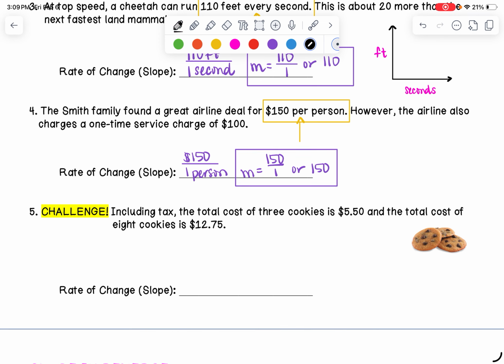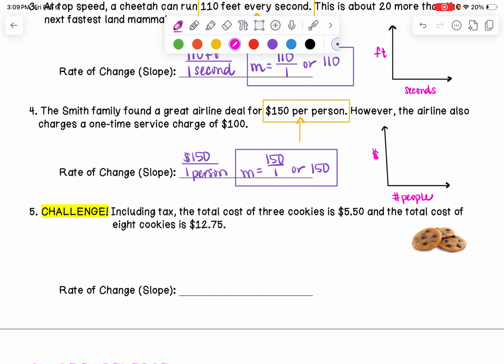And again, you don't have to do this, but I'm going to go ahead and label a lovely little x and y axis. I automatically know my y axis is money and my x axis is number of people.